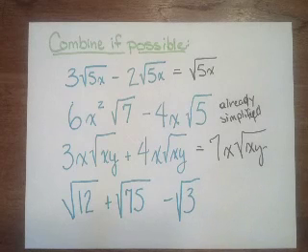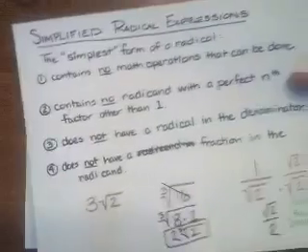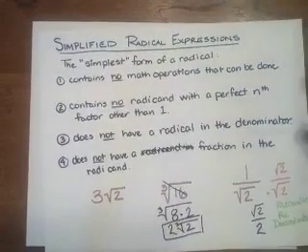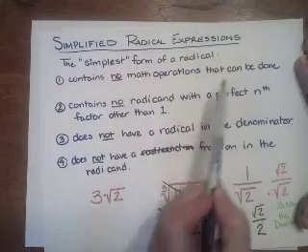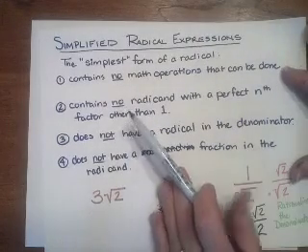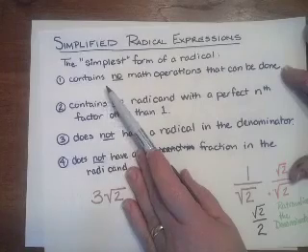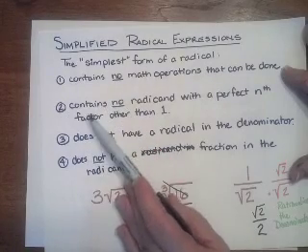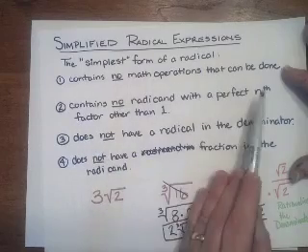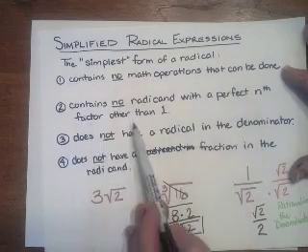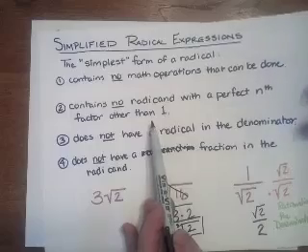However, I want to bring in our little list from the last time about simplified radical expressions. First is that they contain no math operations that can be done. And as you saw before, we couldn't add or subtract it the way they were. But number 2 says they contain no radicand with a perfect nth, in this case, square factor other than 1. Well, let's look back at that again.